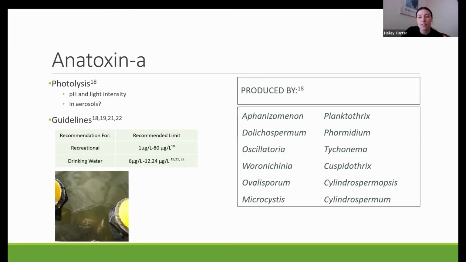In terms of guidelines, there are no estimated guidelines of anatoxin concentration for aerosols, but there are some varying recommended recreational and drinking water guidelines. Depending on the source, I found recommended limits anywhere from 1 microgram per liter all the way up to 80. And these aren't all the different guidelines that are out there. I just pulled a small sample to exemplify the huge range of recommended limits.